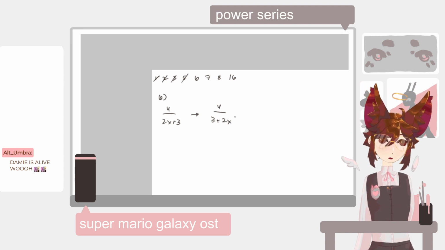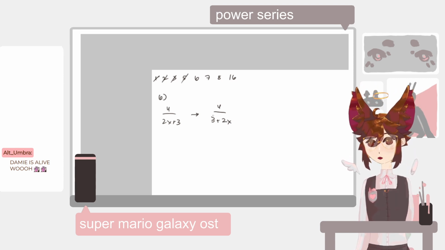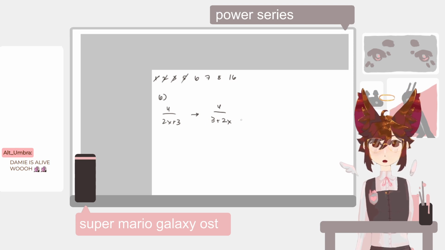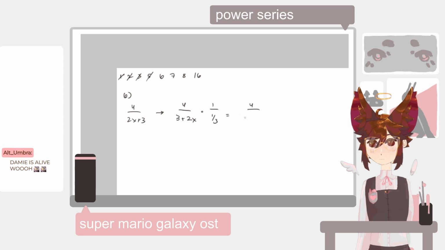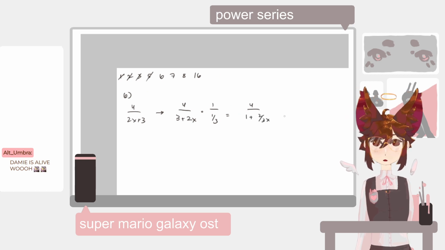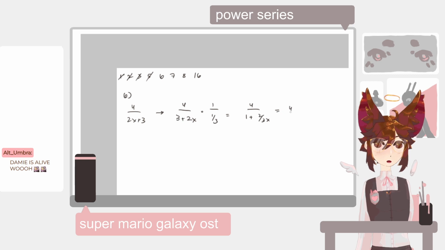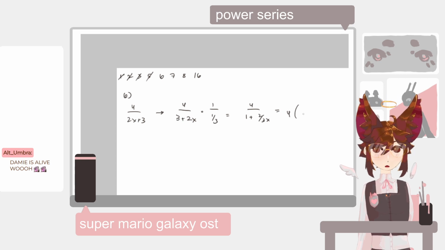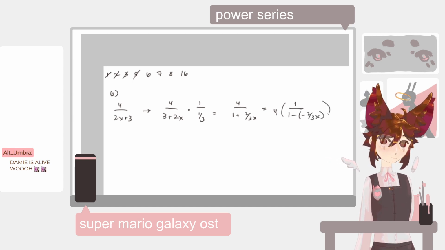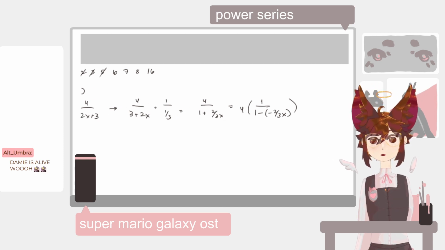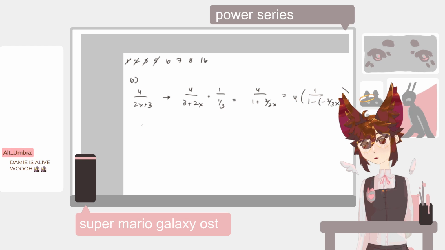And I want to get this to a 1. So we can divide the bottom by, I guess we can multiply by 3, or we can divide by 1/3. So that'll be 4 over 1 plus 2/3 x, which is the same as 4 times 1 over 1 minus negative 2/3 x. So that's our thing we put in for our C of n.